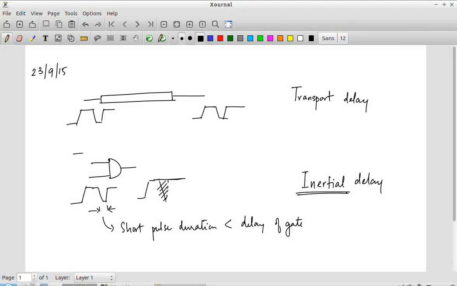There has to be a certain amount of duration for the transition, only then will the output actually be considered to also follow the input. So these are just two models that are used. It is not to say that gates fundamentally follow an inertial delay pattern, whereas wires follow transport delay. These are models that we use for our convenience to understand how these systems work.